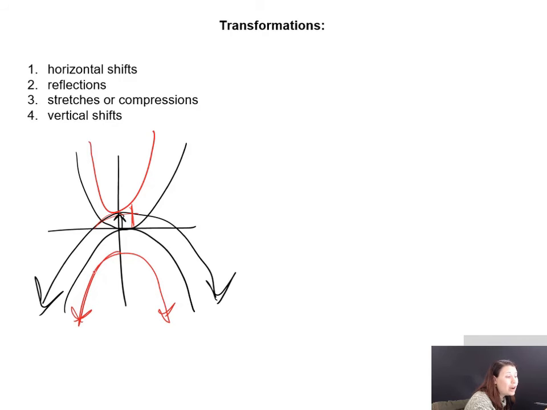And those two graphs are drastically different from each other, right? So that's why we have to make sure to do it in the correct order, all right? You have to go horizontal shift, reflect, stretch or compress, then vertical shift. Okay, so how do we write that out?